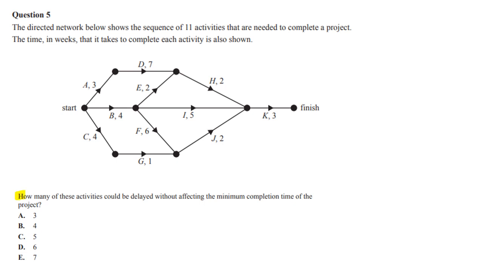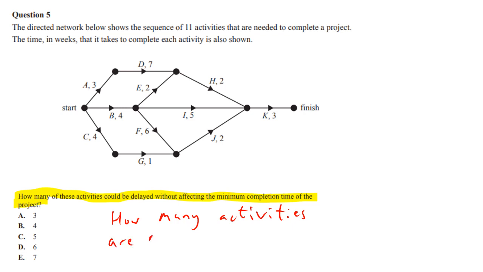So this question asks, how many of these activities could be delayed without affecting the minimum completion time of the project? And a rough translation of that is, how many activities are not on the critical path? That's what we're trying to work out. Now you could do this the long way or the short way, but basically you can just test out each of your paths, but we know K is on the critical path, so we can just ignore K.